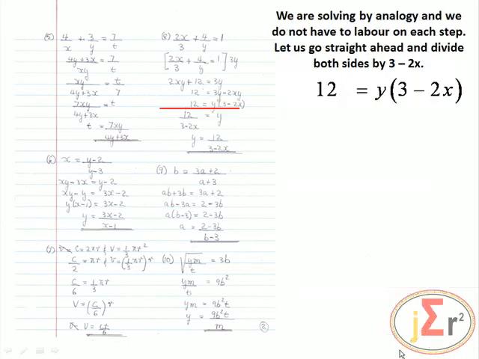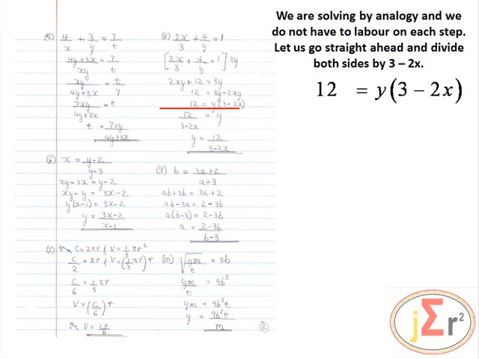And we will go to the next slide, where we will say we need to complete that solution by dividing by this common factor. We are solving by analogy, and we do not have to labor on each step. Let us go straight ahead and divide both sides by 3 minus 2x. So there we have 12 is equal to y times all of 3 minus 2x, which is the large factor. It is being multiplied by 3 minus 2x, and we need to make y the subject of the formula. So what do we do?